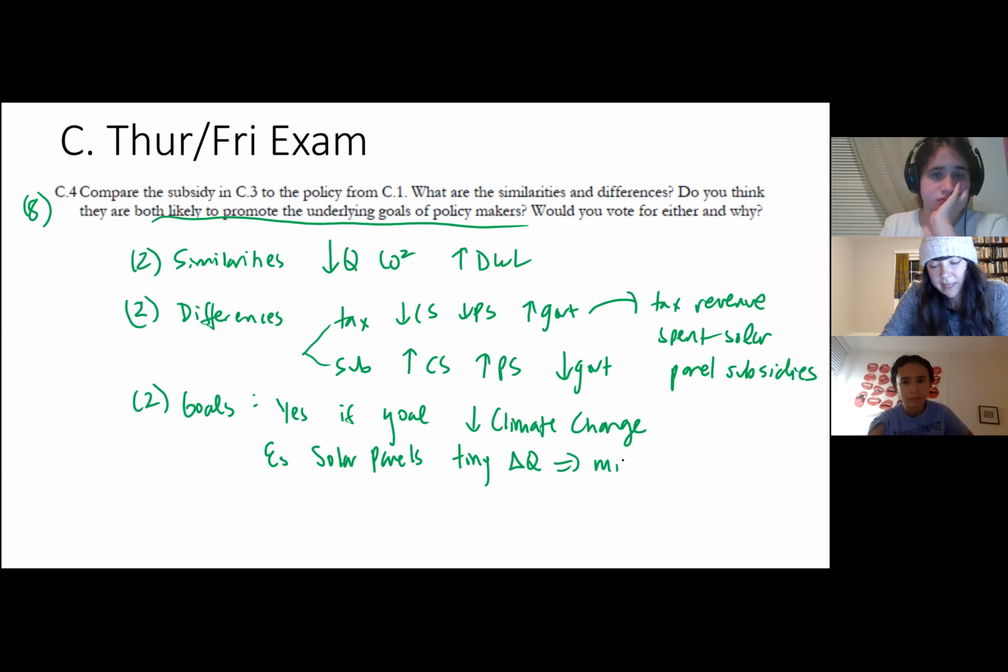So it might help less, depending on the size of the subsidy. You could also say something like how addicted people are to gas means the tax might not actually do that much for the environment, depending on the size of the tax. That's the kind of thing you could weigh there. Would you vote for either, and why? That's your opinion. I voted for the carbon tax many times.